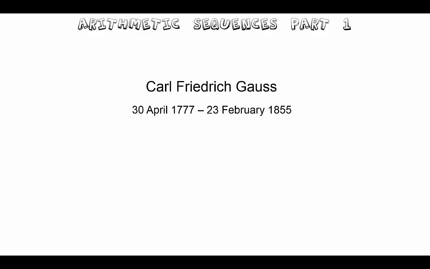Carl Friedrich Gauss was one of the greatest German mathematicians of our time. When he was just 7 years of age, his schoolmaster asked him and his fellow students to find the sum of the first 100 counting numbers. That means 1 plus 2 plus 3 and so on up to 100. To the amazement of his fellow students and his teacher in particular, Gauss found the answer very quickly, almost instantaneously. But how did he do that?